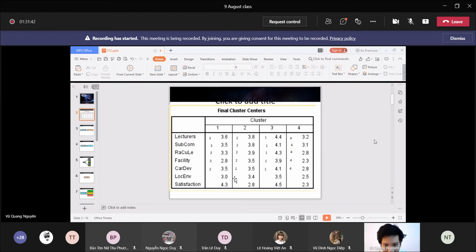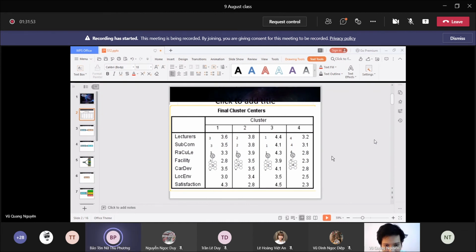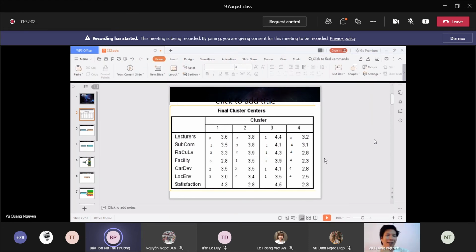What about location environment? Teacher, if we do it manually like that, then why do we need to do the hierarchical first? Why don't we start with... I told you that because it's in the book, hierarchical shows you the best number of clusters, right? But in a mathematical way, and I show you just to tell you that it's very much useless. Okay, but you must know how to do it.